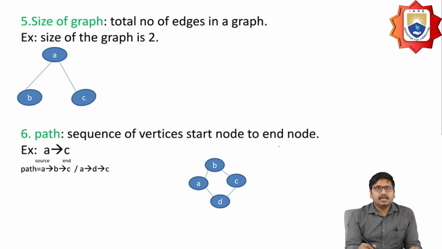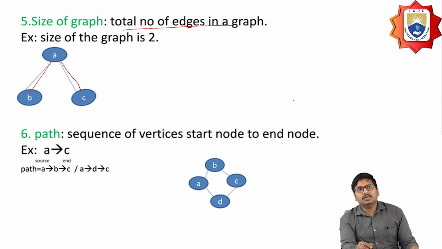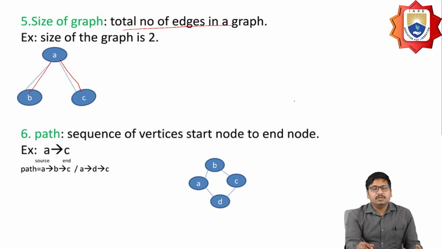Now the next one is the size of the graph. The size of the graph is nothing but the total number of edges in the graph. So that should be treated as the size of the graph. So here, how many edges are there? So 1, and this 2. So the total number of edges in the graph is nothing but the size of the graph.